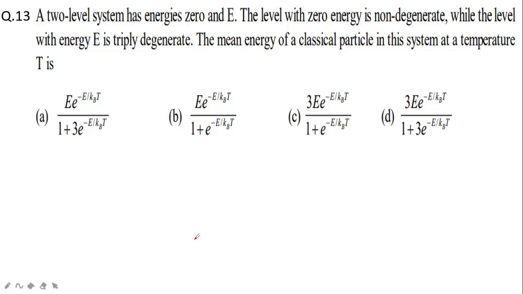This is question number 13. A two-level system has energy 0 and epsilon, or E. The level with 0 energy is non-degenerate, while the level with energy E is triply degenerate. The mean energy of a classical particle in this system at temperature T is.